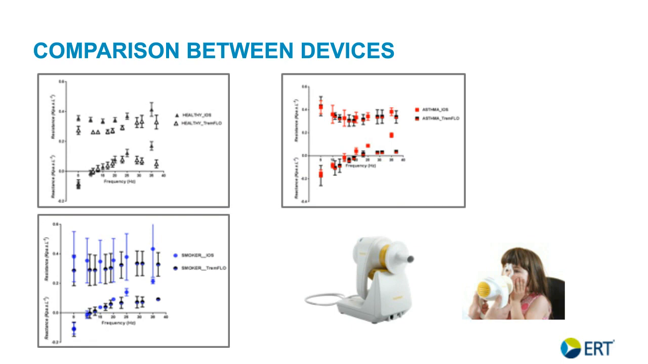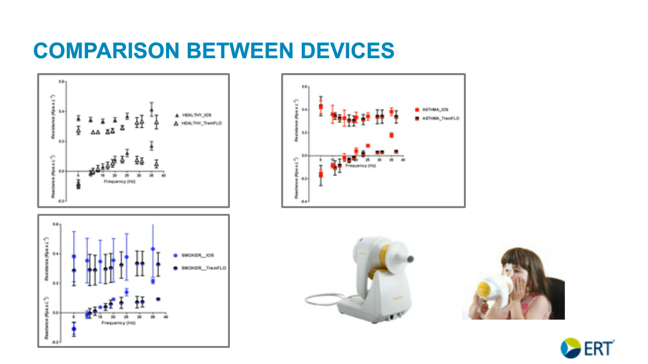The answer is that, broadly speaking, the two commercial devices on the market, the iOS system and the TREMOFLO device, are very, very similar in terms of their measurement properties, as can be seen from this study, which is under review in Scientific Reports, where we've compared the measurements of iOS and TREMOFLO in asthmatics, healthies, and asymptomatic smokers. We've just got some representative data here.